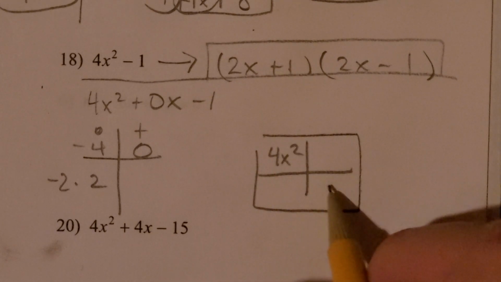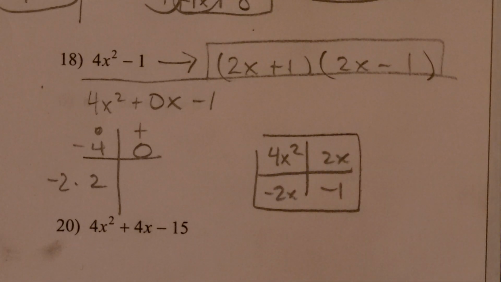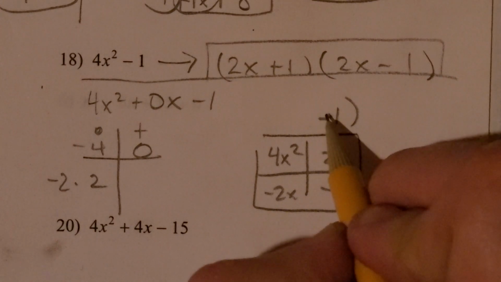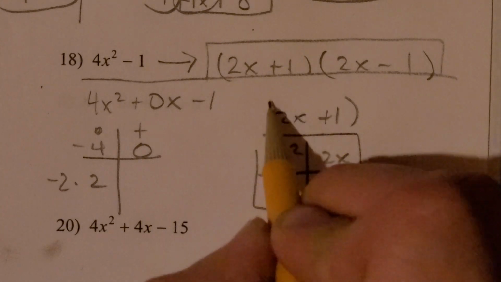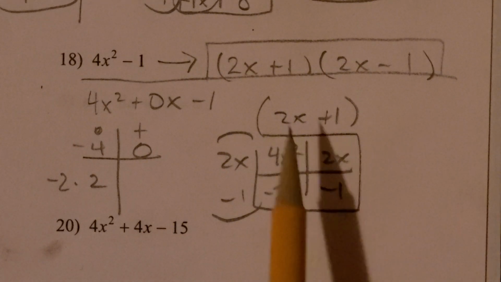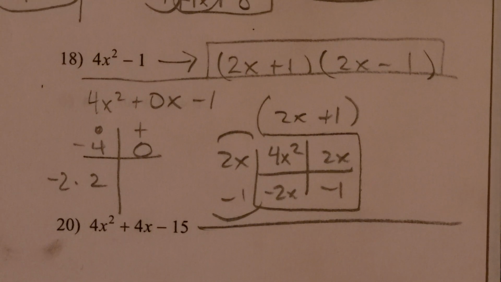First term, last term, and then that negative 2 and positive 2 go in the top right, bottom left. Doesn't matter which goes where. And when I pull out GCFs, sorry, that would be a positive 1, 2x, 2x, and a negative 1, and you'll notice I got 2x plus 1, 2x minus 1, done.